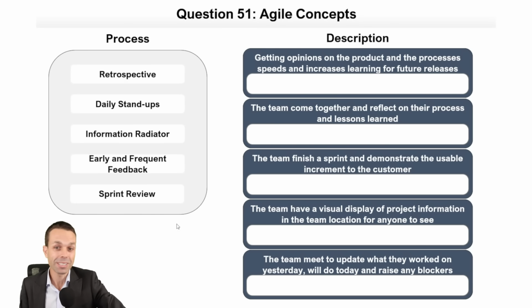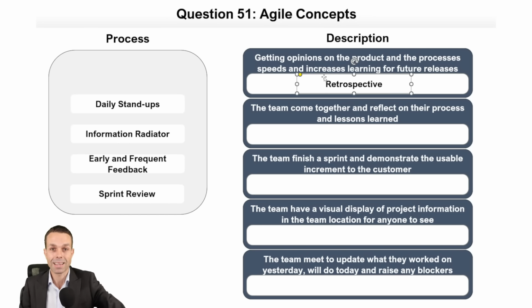Okay, Agile concepts, getting opinions on the product and process, speeds, and increasing learning for future releases. Goodness gracious. Opinions on the product and the process. Oh, and that speeds increasing learning for future releases. That sounds like we're doing a retrospective. We're putting information back into our process to improve. Okay, the team come together and reflect on their process and the lessons learned. Oh, hang on a minute. That sounds more like a retrospective.